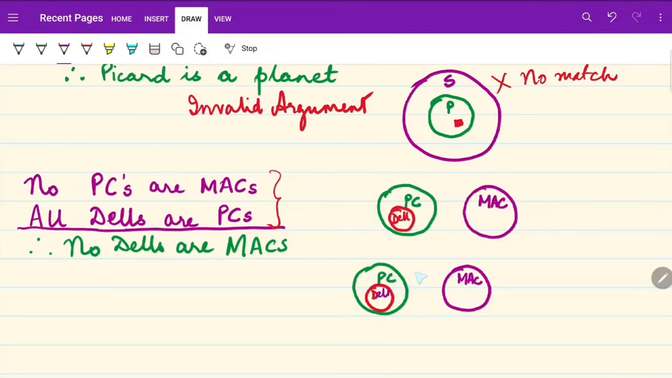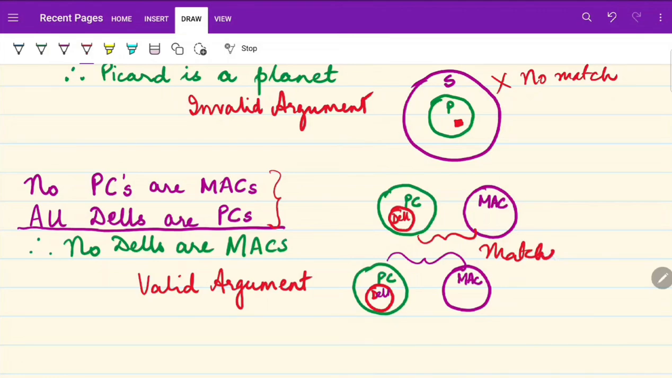So this picture here, all right, this picture matches exactly with what we have above based on the two premises. Therefore, the conclusion is that this is a valid argument. It's a valid argument. The Euler diagrams match, correct? There is a match. All right.